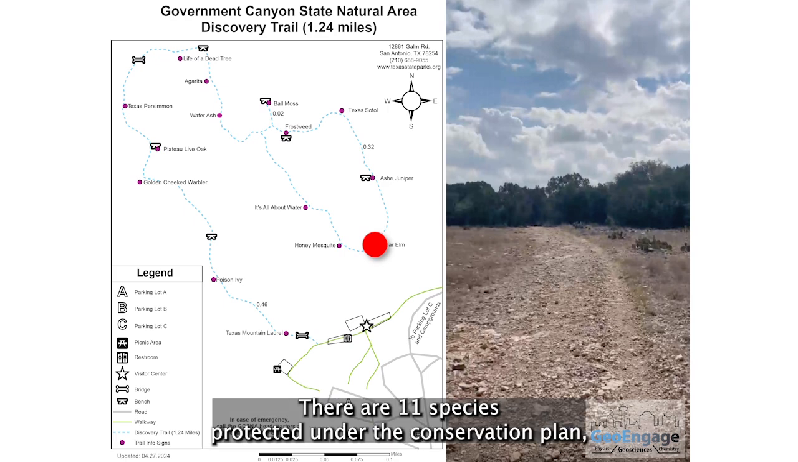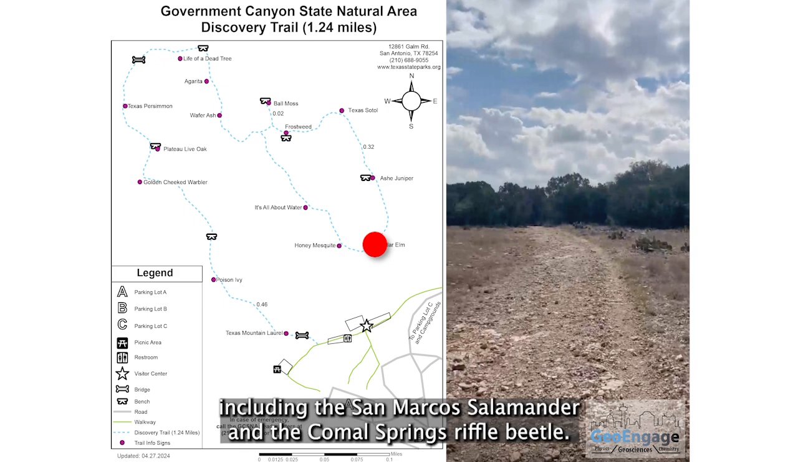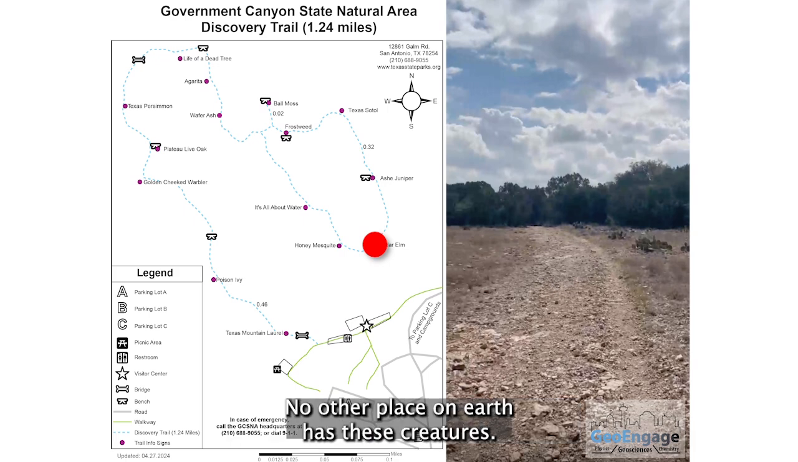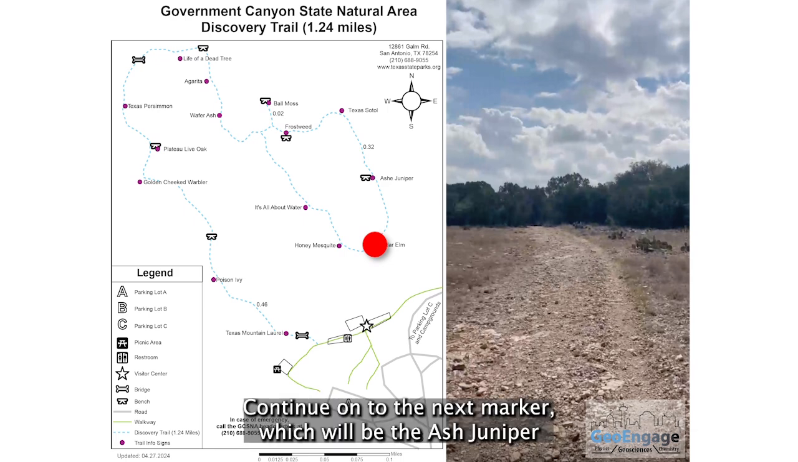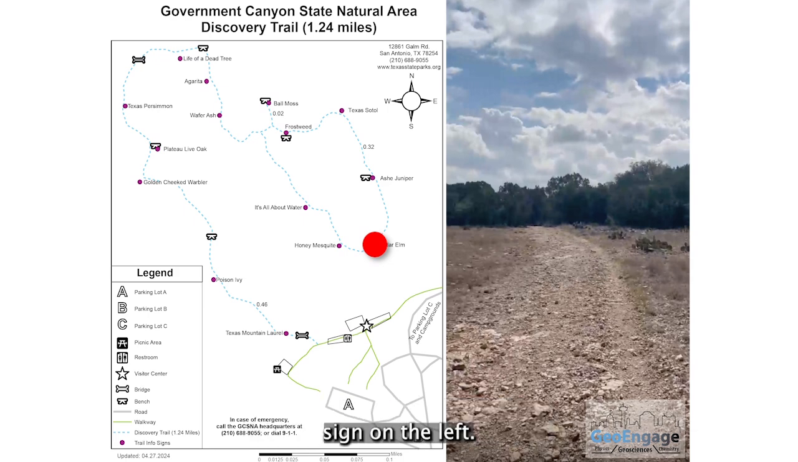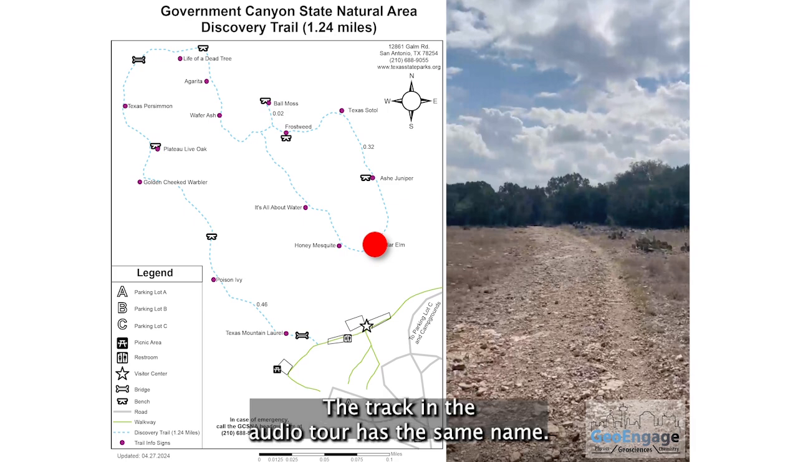There are 11 species protected under the conservation plan, including the San Marcos salamander and the Comal Springs riffle beetle. No other place on Earth has these creatures. Continue on to the next marker, which will be the Ashe Juniper sign on the left. The track in the Audiotour has the same name.